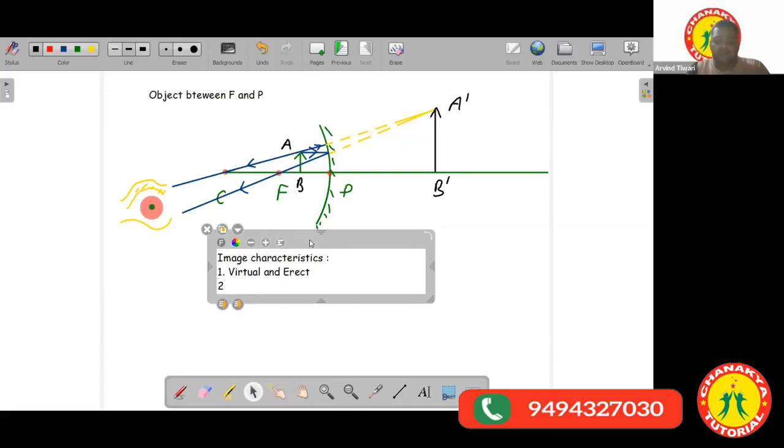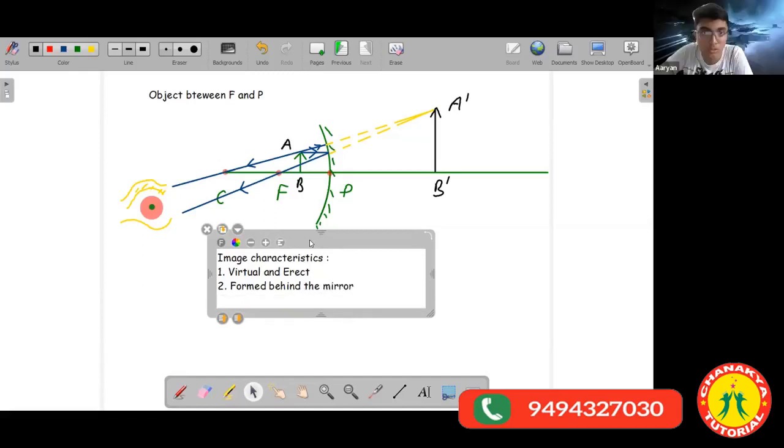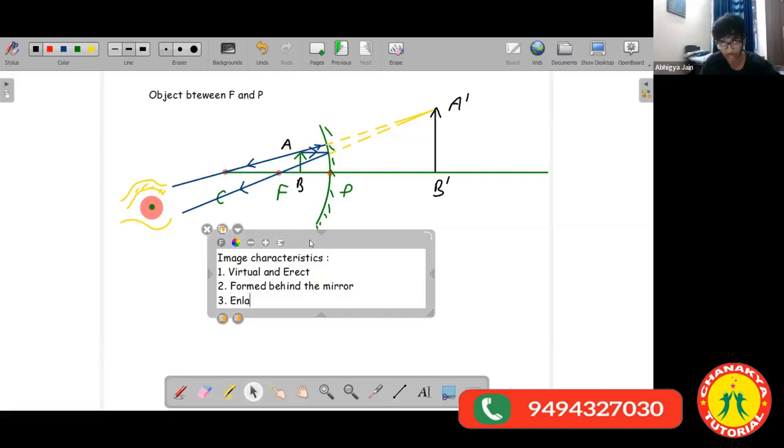And what about the position? Behind the mirror. Okay, it's found behind the mirror. Then what about size? Enlarged. Size enlarged. Okay. So I hope you have got all the characteristics of the images formed by the concave mirror.